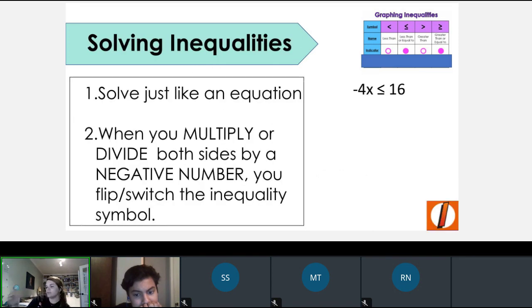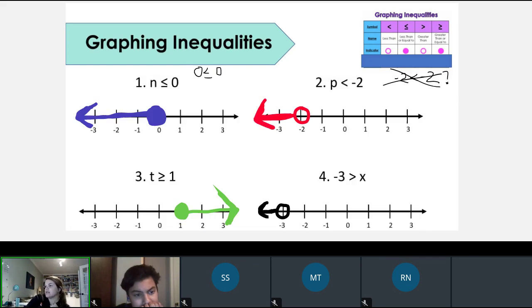Okay, so we said we were going to work today on solving inequalities. Solving inequalities is just like solving an equation. There's just one difference in the solving part of it. If you multiply or divide both sides by a negative number, you're going to flip or switch the way that the inequality symbol faces. Yes, Nola, it was -3 is greater than x. Or if you wrote it the other way, it would be x is less than -3. Exactly.